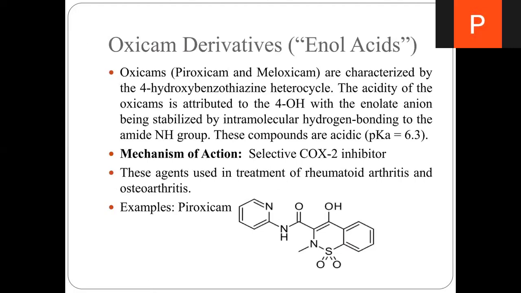Next, coming to the oxicams, under that one of the important drugs is piroxicam. Piroxicam and meloxicam are characterized by the 4-hydroxybenzothiazine heterocycle. The acidity of the oxicams is attributed to the 4-hydroxy group, with the enolate anion being stabilized by intramolecular hydrogen bonding to the amide NH group. These compounds are acidic, with a pKa equal to 6.3. That is the pKa value for these oxicams.